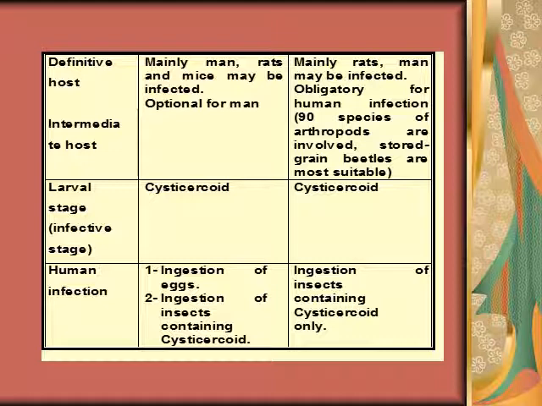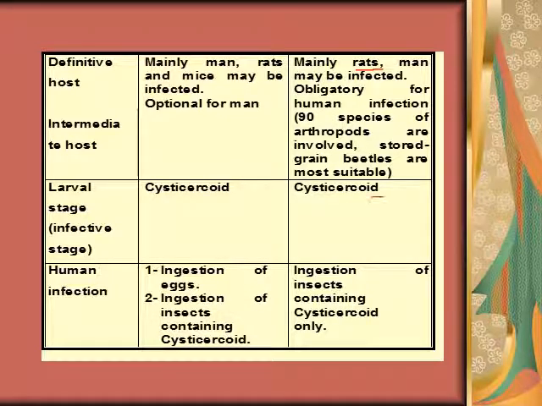Continuing the comparison, the definitive host is mainly man for Hymenolepis nana, while it is mainly rats in Hymenolepis diminuta. Infection is accidental in humans because the man must swallow the grain beetles or the infected rat flea to get the infection. In case of the larval stage, it is the cysticercoid in both.